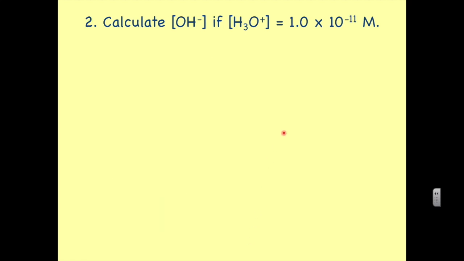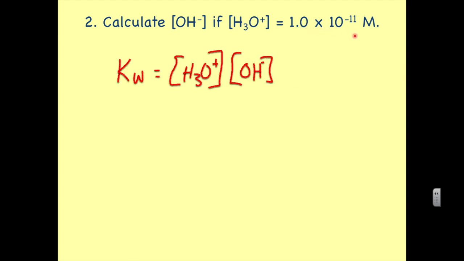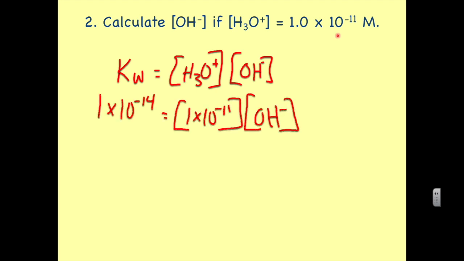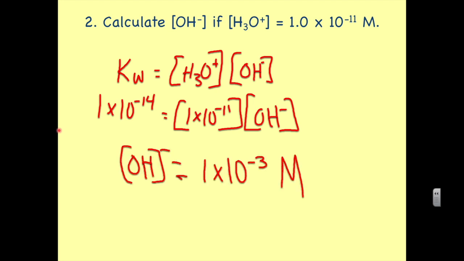In the next one, I'm going to give you the same type of equation, except now it's 1 times 10 to the minus 11. We use the same formula, and we'll plug in the same values right here. So now we'll just take this 10 to the minus 14 divided by 10 to the minus 11, and it will give us 1 times 10 to the minus 3. Okay? Notice how 10 to the minus 11 and 10 to the minus 3, if you add up minus 3 plus minus 11, it equals minus 14, right? So that should make sense.